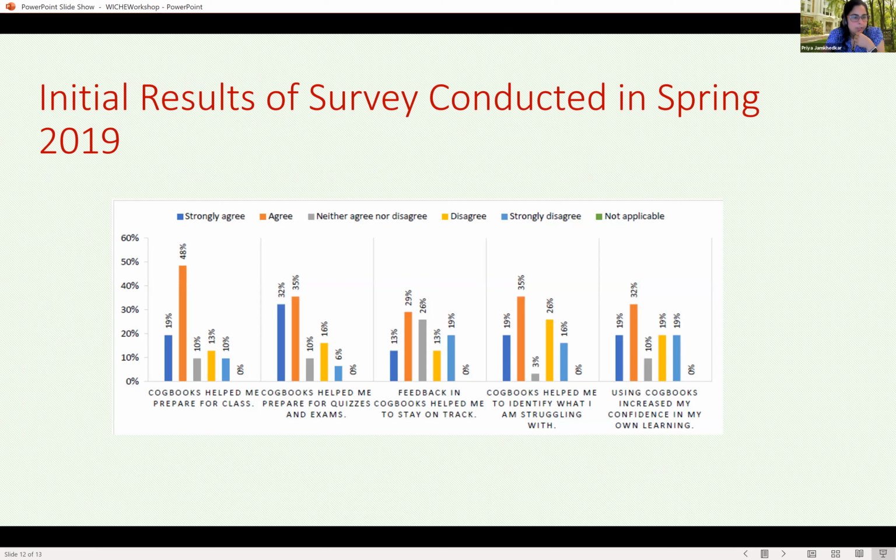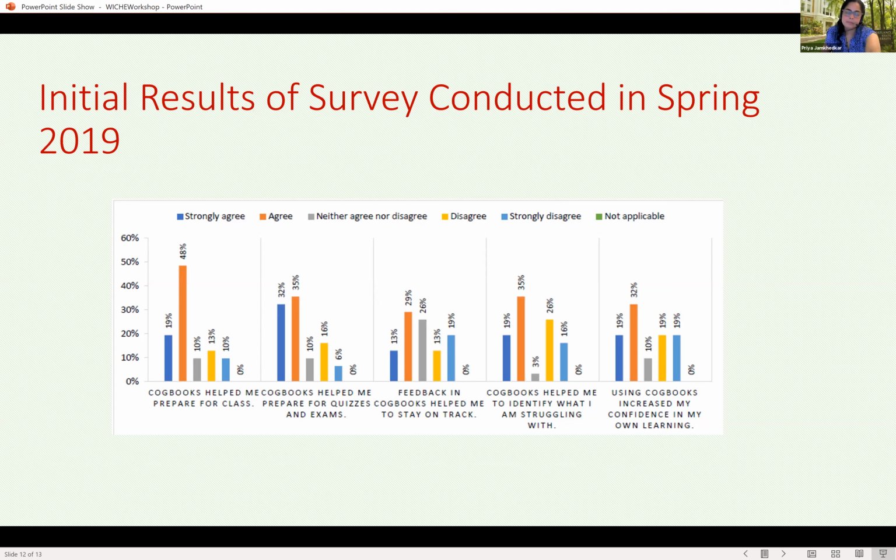But even with that first implementation, students felt supported. Cogbooks helped them prepare for the class. Cogbooks helped me be prepared for the quizzes. Feedback on Cogbooks helped me stay on track. Cogbooks helps me identify what I'm struggling with. And most importantly, Cogbooks increases my confidence in my own learning.